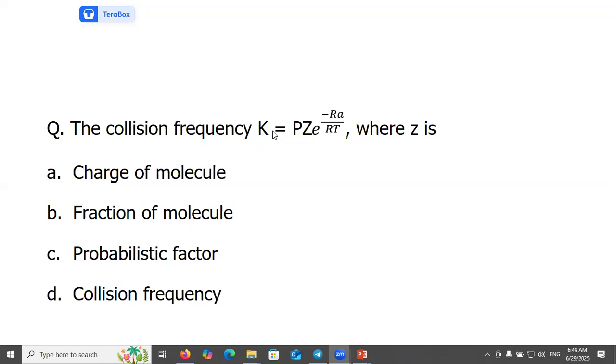The rate constant k is equal to PZ e^(-Ea/RT), where Z is the collision frequency, and P is the probabilistic factor. Correct option is option D, collision frequency.